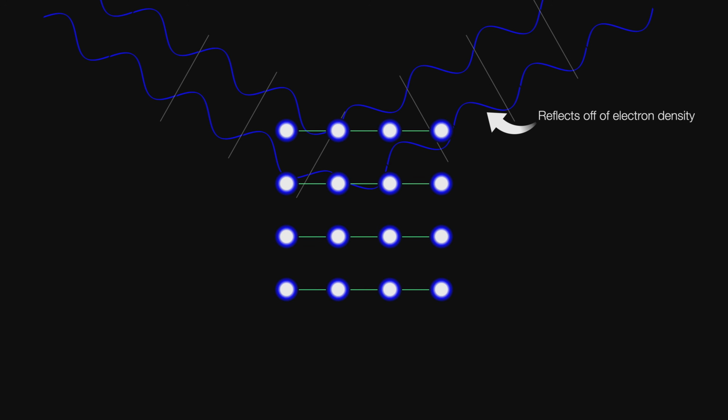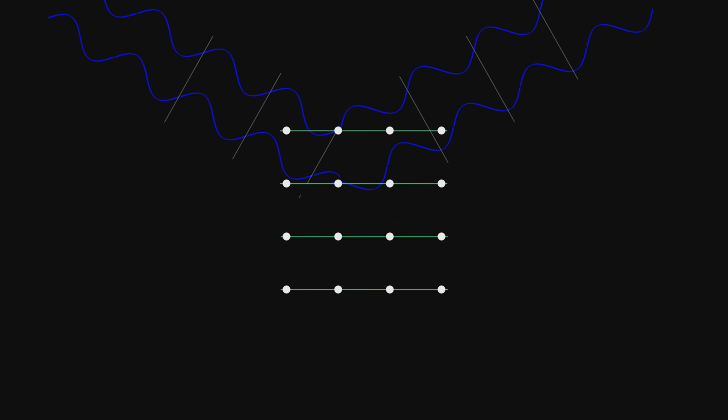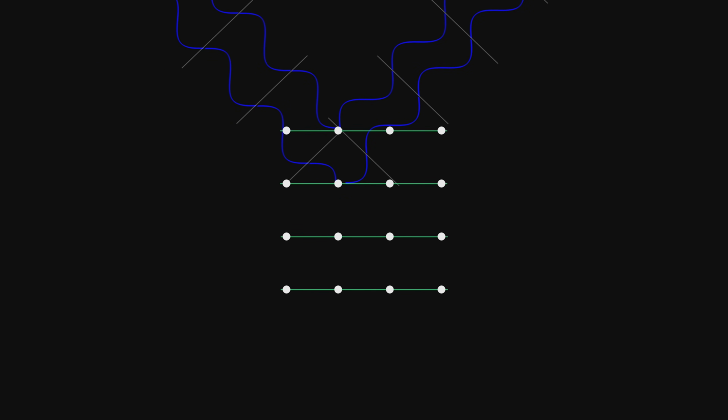Most of the time, the reflected waves don't line up. They cancel each other out and disappear. But in just the right conditions, when the waves line up perfectly, they all add together and it etches a dark spot on a detector. This constructive interference is captured using Bragg's law.